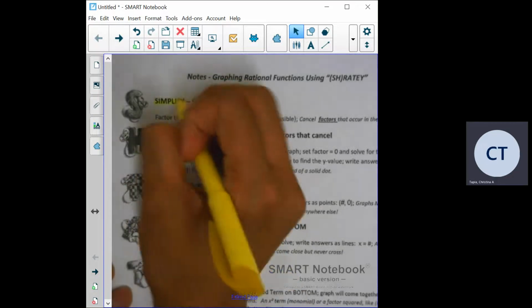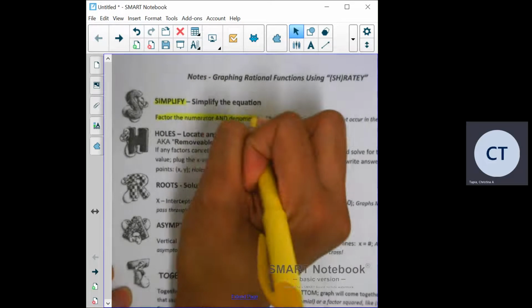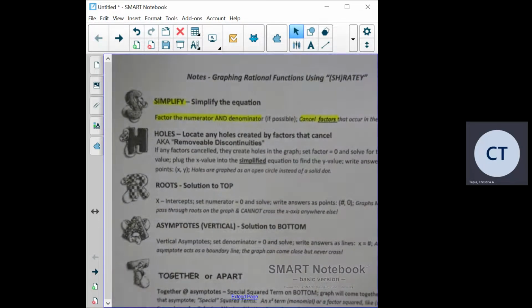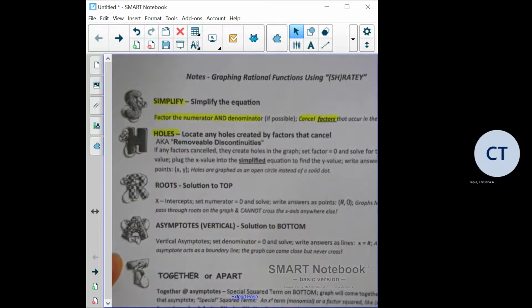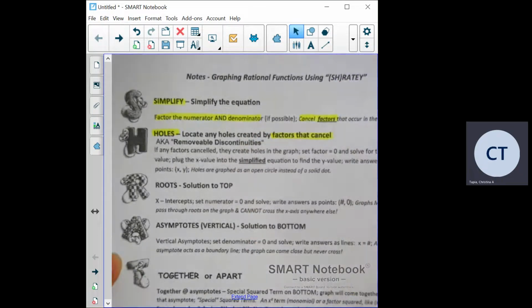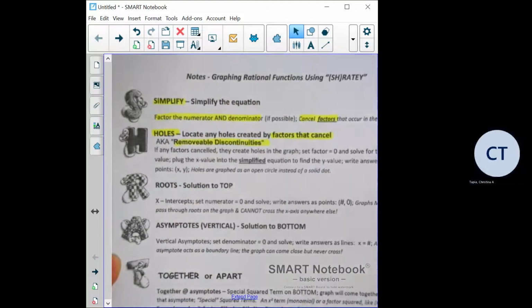S stands for simplify. What I mean by simplify is I want you to factor your numerator and denominator and see if anything can cancel. If you can cancel something in the numerator or denominator, that's actually important. And it relates directly to H. H stands for holes. So if you locate any holes, you're going to find them by the factors that you cancel. You might have heard this back in your Algebra 2 class as a removable discontinuity.